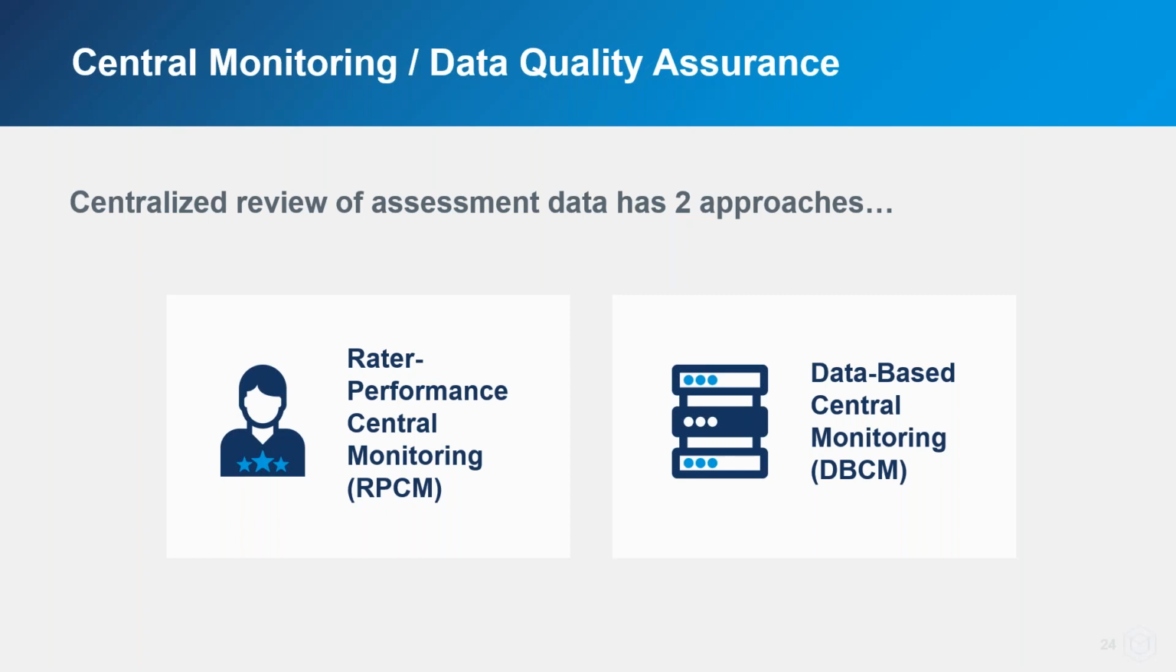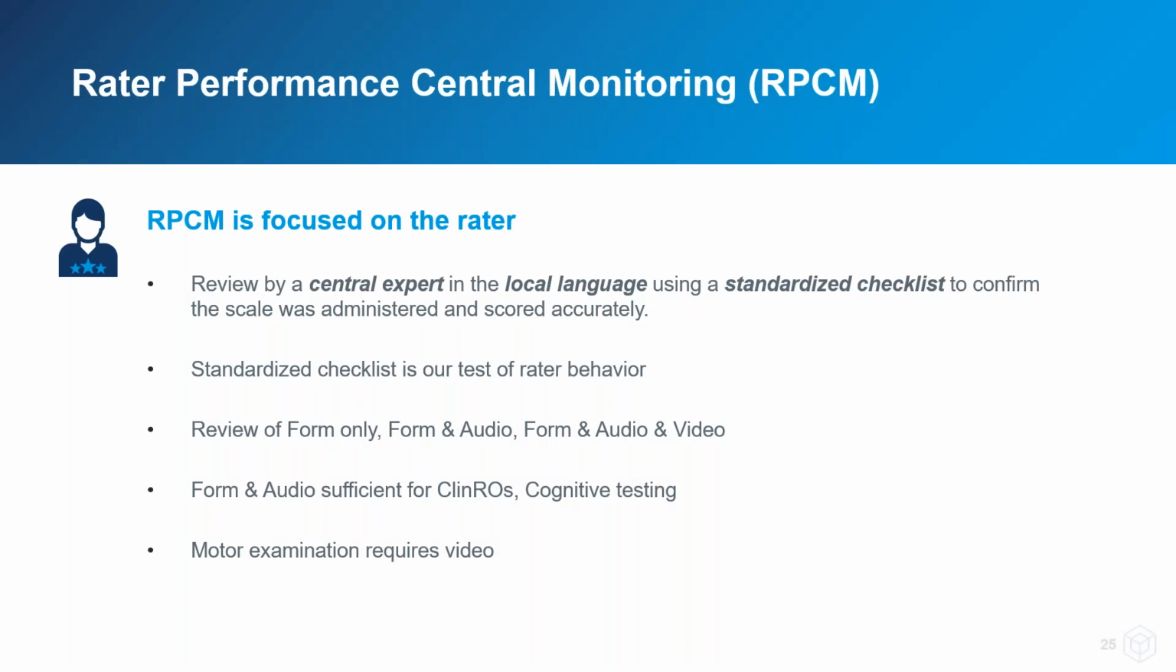And next slide. The Rater Performance Central Monitoring, or RPCM, is basically a review of the assessment, the form and the audio and the video, if available, by a central expert. We have a global network of experts in each of the local languages who use a standardized checklist to review how the scale was done. And this is really our test of rater behavior. You can review just the forms. Beneficial is reviewing the form and the audio. And of course, if applicable, having video for motor examination is also possible to monitor. We find that form and audio is sufficient for most clinical interview scales and cognitive testing. Next slide, please.